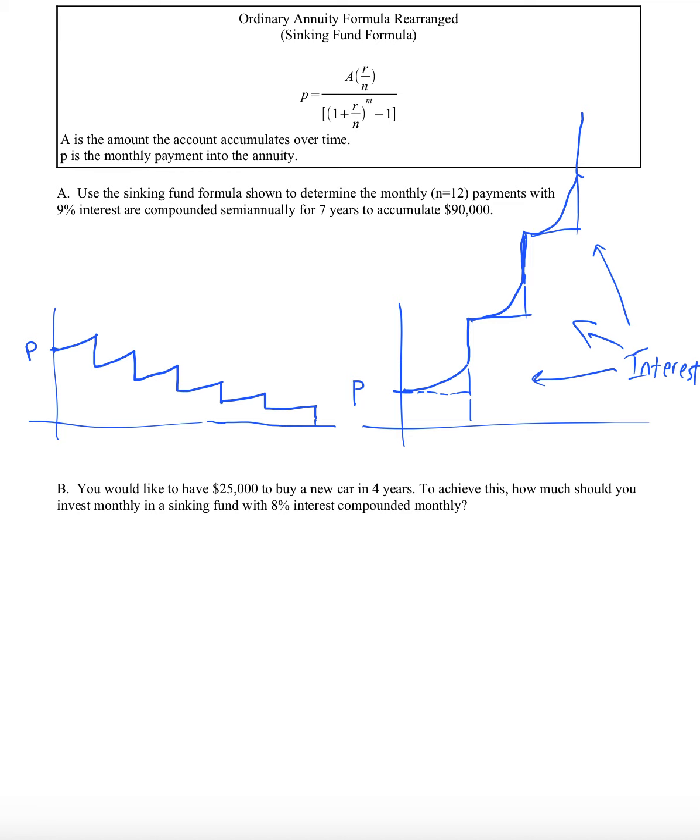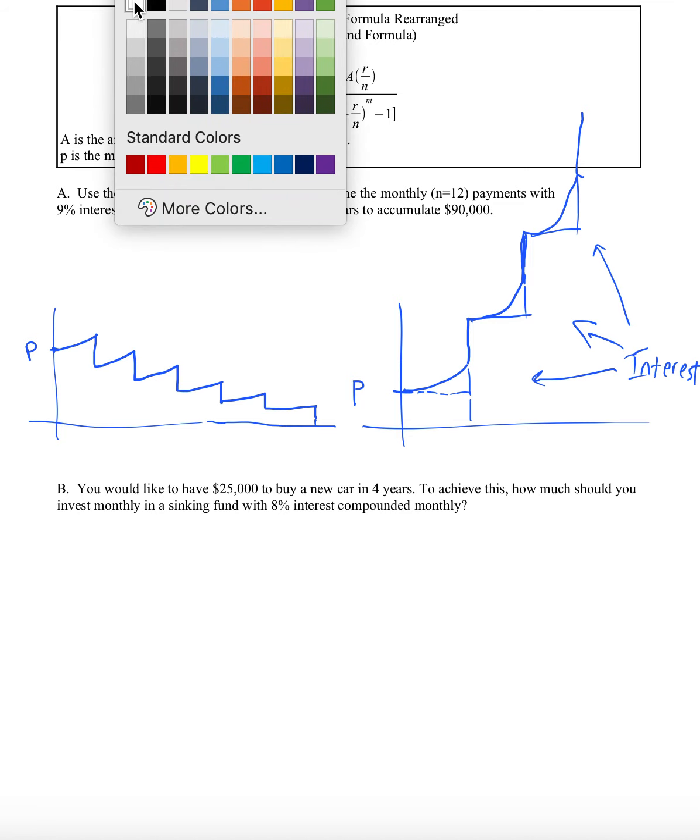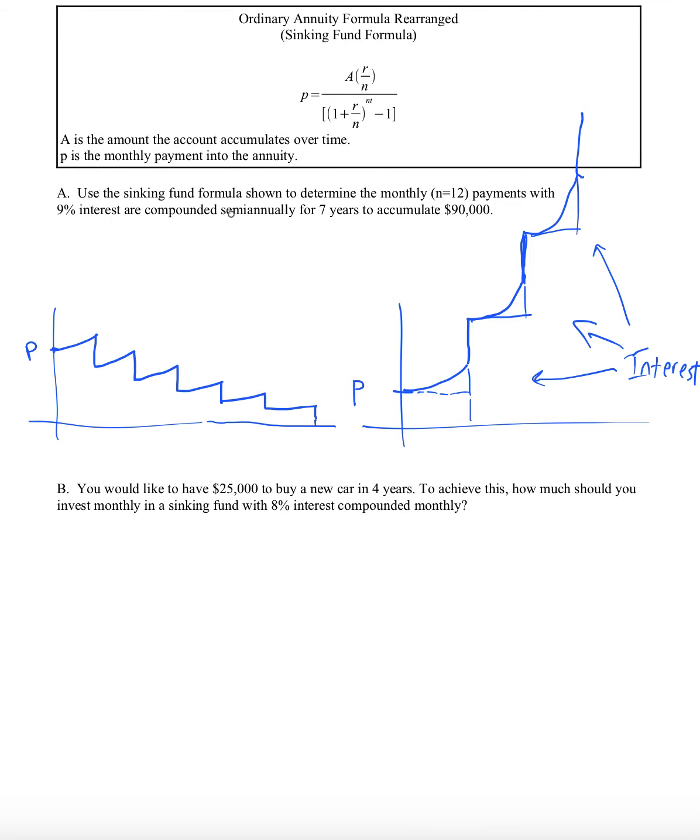I'm going to change this problem just a little bit to make it a little easier here. I'm going to make the compounding frequency the same as the payment frequency. So instead of semi-annually there, let's just make it monthly.